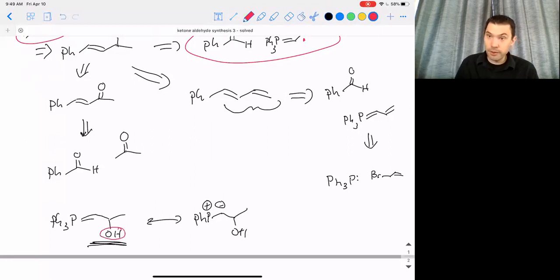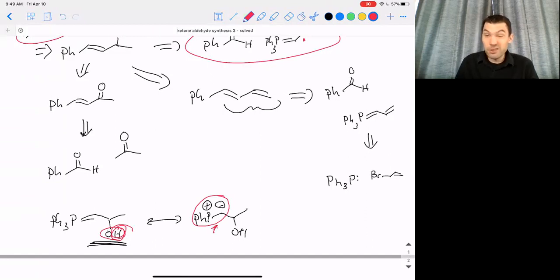And so if you compare the pKa of that OH group, it would be about 16-ish. And if you compare that to the phosphonium salt, it's probably in the low 30s. And so it would be much more likely that a base would deprotonate the OH than it would be the CH to make the ylide in the first place.